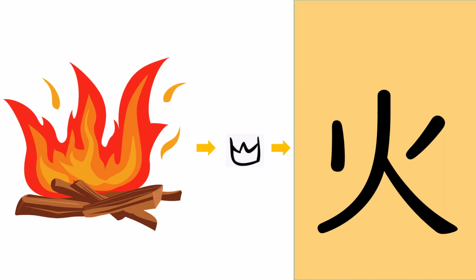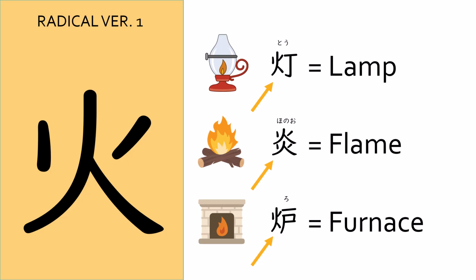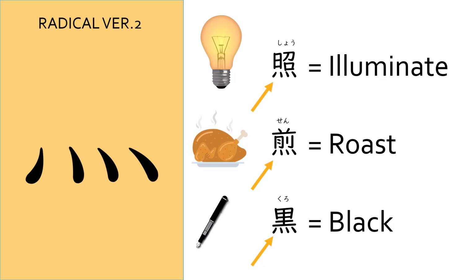The kanji for fire was a representation of a fire burning with 3 peaks of flames. The kanji for fire has 2 different versions for radicals. The first one is the same as the kanji. We can see it in the words lamp, flame, and furnace. The second version has 4 dots. This will always be found at the bottom of the kanji. The examples are illuminate, roast, and black.